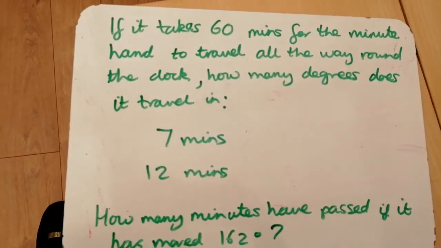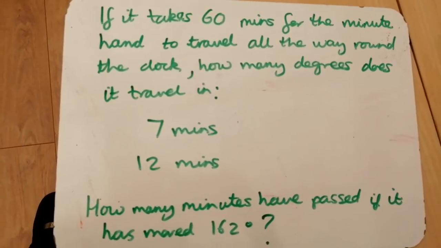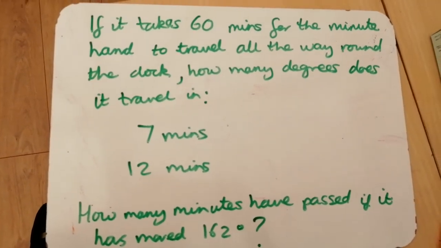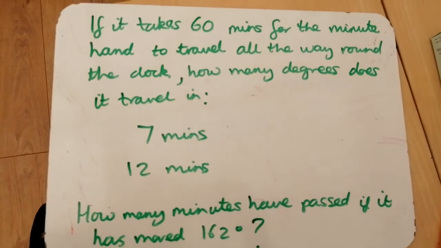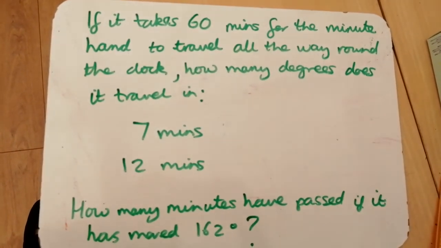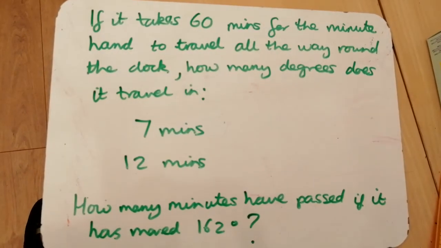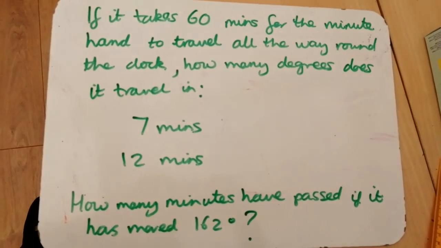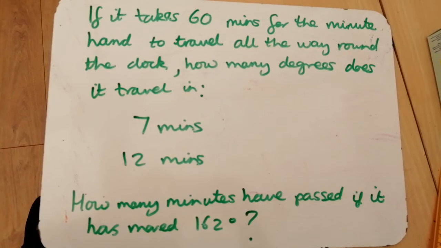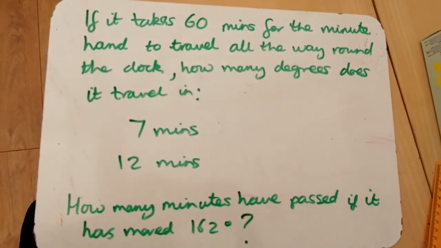This is the last question for this video. And now we're thinking about a clock face. So you may want to actually get somewhere where you can look at an analogue clock face or perhaps draw one to refer to. If it takes 60 minutes for the minute hand to travel all the way around the clock, how many degrees does it travel in 7 minutes and 12 minutes? So remember that there are 360 degrees in a full turn. And how many minutes will have passed if it's moved 162 degrees?